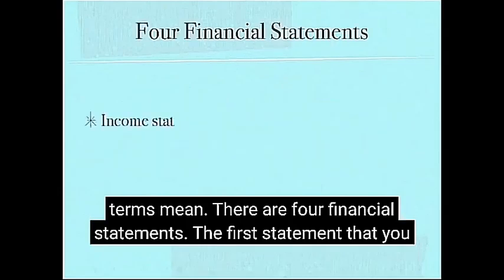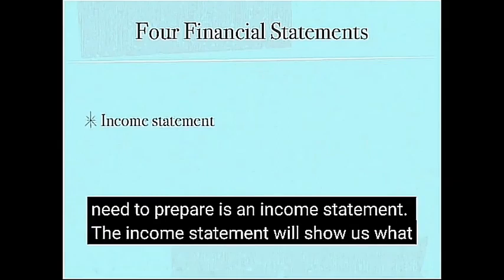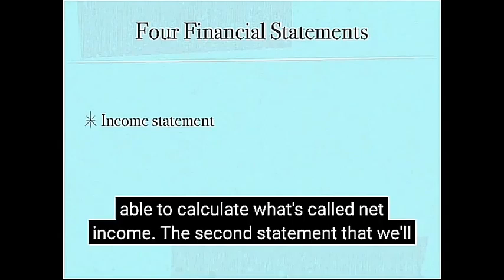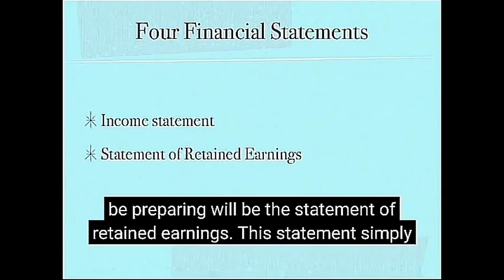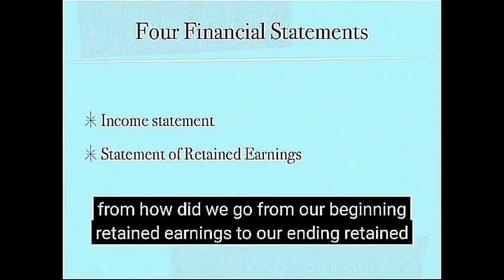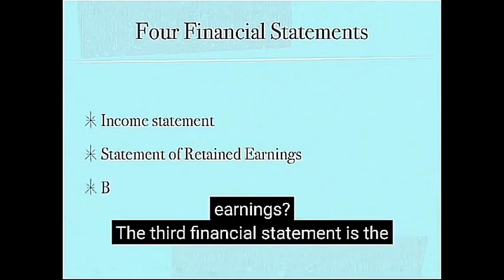The first statement that you need to prepare is an income statement. The income statement will show us what our revenues and our expenses are, and then from those we are able to calculate what's called net income. The second statement will be the statement of retained earnings. This statement simply shows us what the change in our retained earnings is over a period of time. So how did we go from our beginning retained earnings to our ending retained earnings?